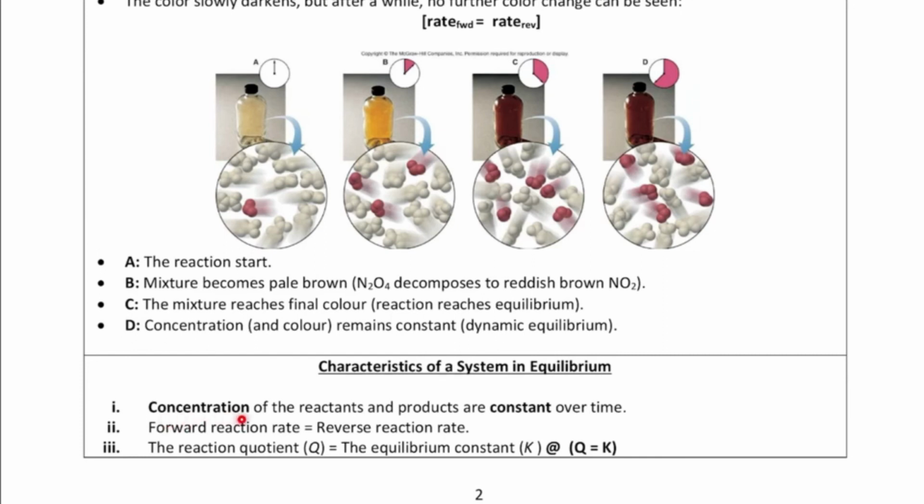Okay, so the concentration of reactant and product are constant over time. Okay, so ini karakteristik sistem dalam equilibrium. Concentration reactant dan concentration product tu constant. Okay, constant over time. And then sebab apa dia constant? Sebab forward reaction rate dia sama macam reverse reaction rate.